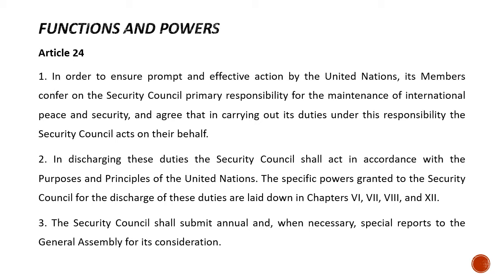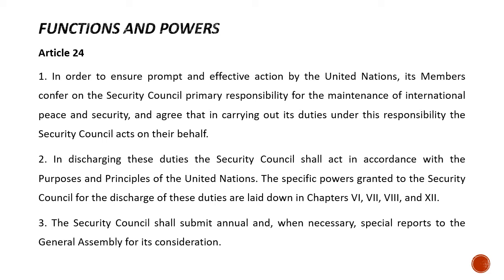Next is, in discharging these duties, the Security Council shall act in accordance with the purposes and principles of the United Nations. The specific powers granted to the Security Council for the discharge of these duties are laid down in Chapters 6, 7, 8, and 9. So ultimately, there are some specific powers which are granted to the Security Council, and these powers are already defined in some chapters. The members of the Security Council have to examine their power according to what is written in the United Nations Charter, and they have to follow the purposes and principles explained by the United Nations.